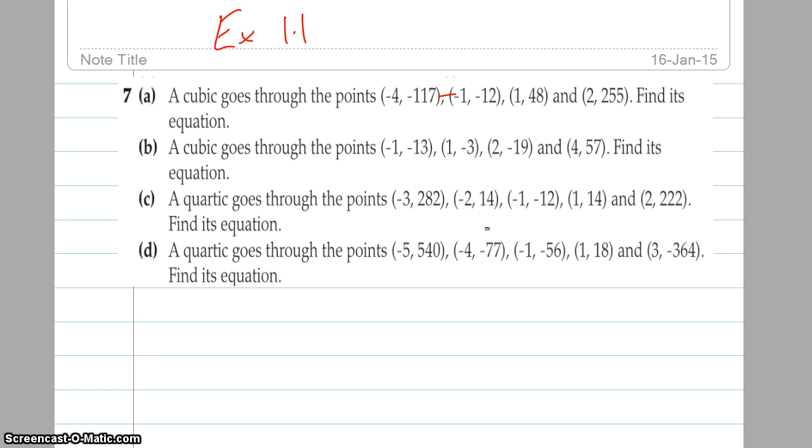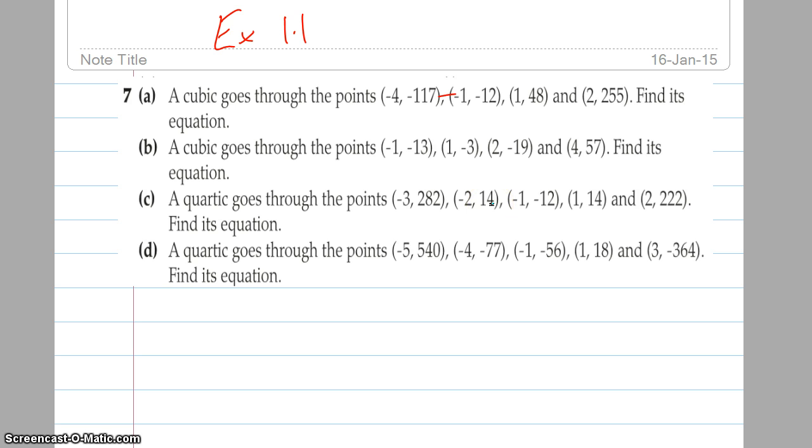In order to do these questions, you need to put all of these points that I've been given here into a generalized equation, do a whole bunch of simultaneous equations, and hopefully you'll get to the right answer. So I'll try and set it up now. So 7c, a quartic goes through the point blah blah blah.